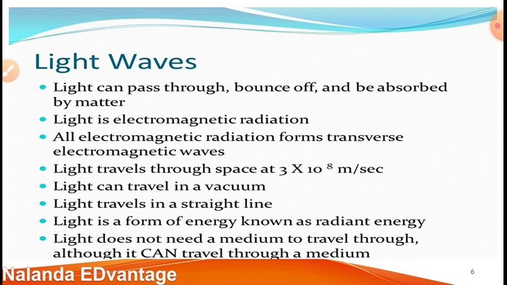Light can travel in a vacuum. Light can travel in a straight line, which is known as the rectilinear propagation of light. We will do experiments in this video to prove how light travels in a straight line. Light does not need a medium to travel through, though it can travel through a medium, and it is a form of energy.